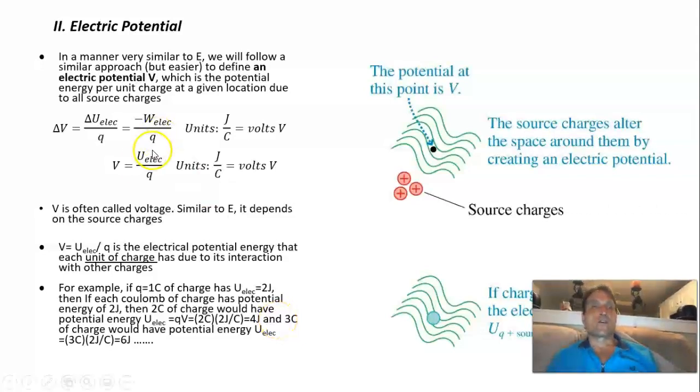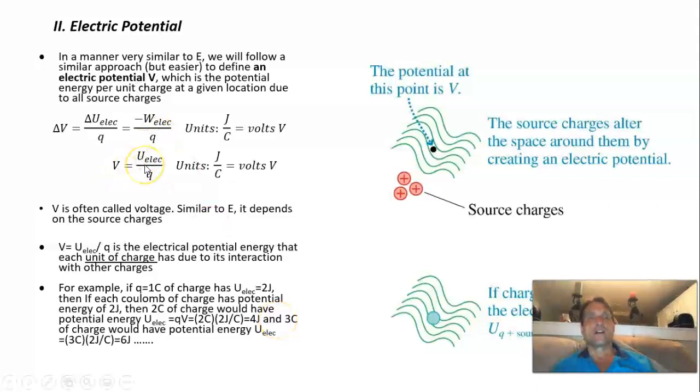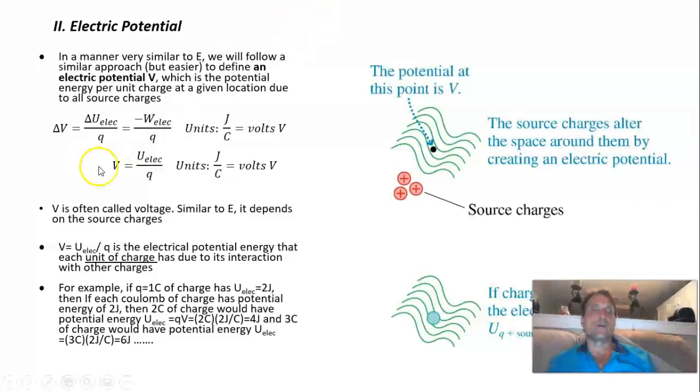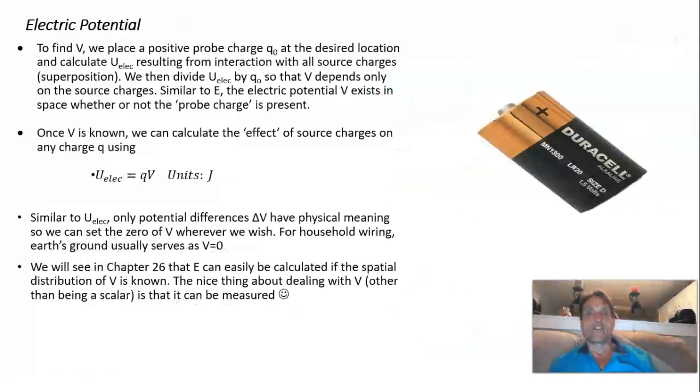And so this potential at a given point is the amount of energy per charge Q, per coulomb, that a positive probe charge would have at that point due to its interaction with all of the other charges. These source charges create a potential V at a given point in space, regardless of whether the probe is there or not. The probe is there to measure the magnitude of this potential.